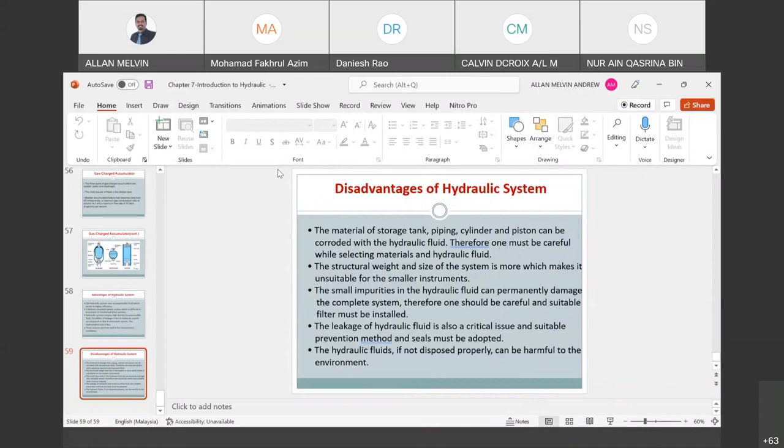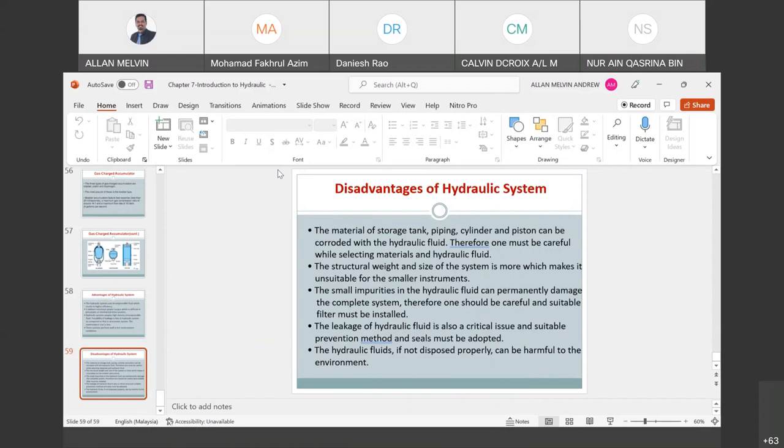So, sir, basically pneumatic system is about speed and hydraulic system is about power. Is that it? Power and also precision. So, pneumatic is fast but not precise. Hydraulic is slow but precise. It has its advantages and disadvantages, like how you saw.